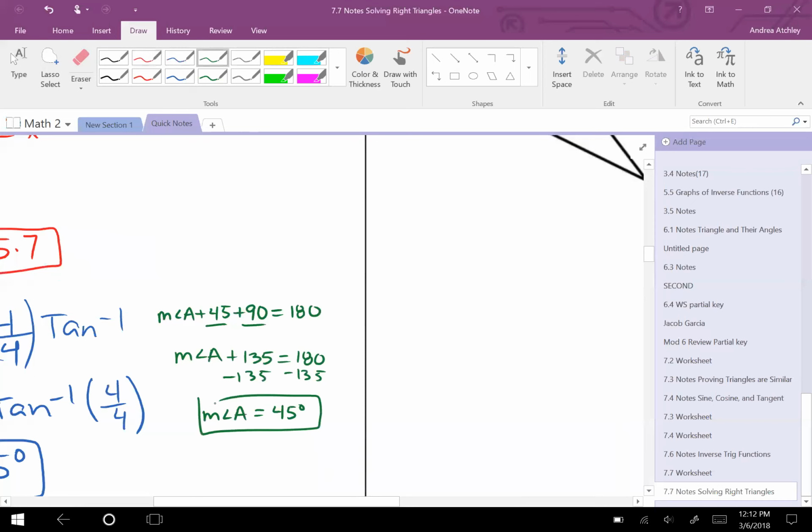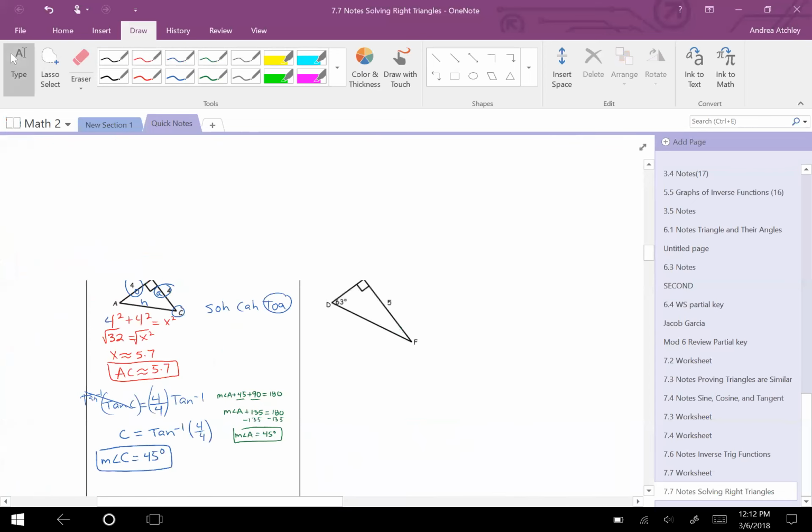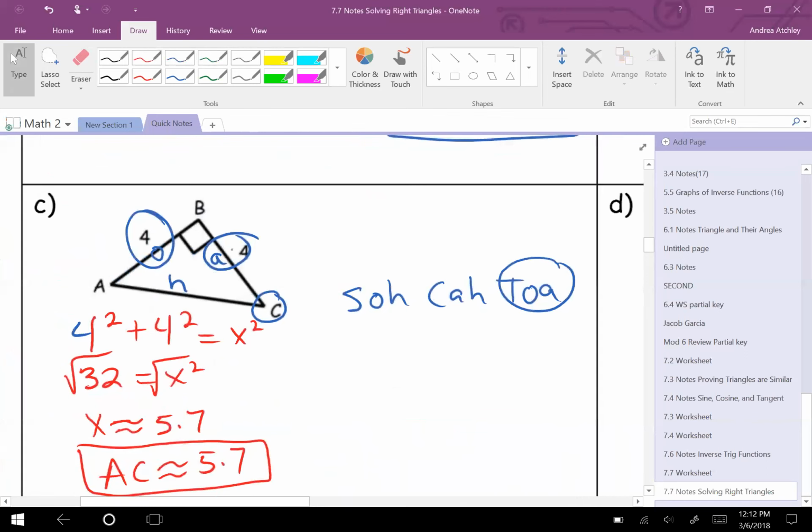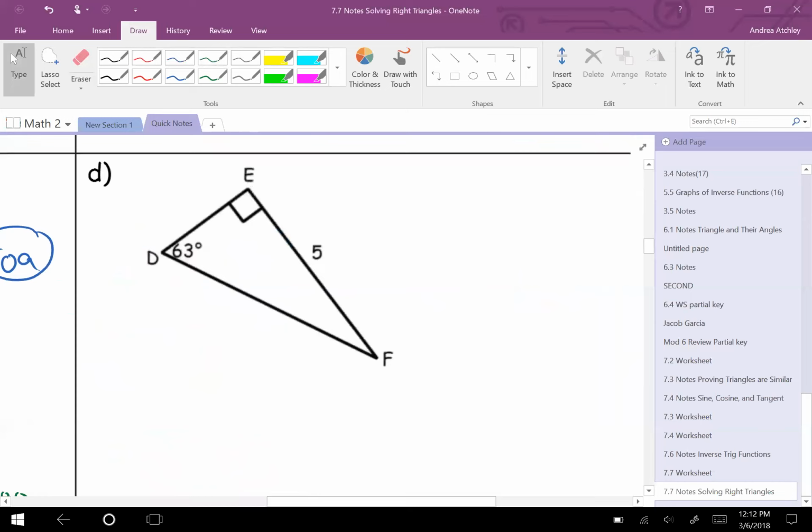Which makes sense, because this is an isosceles triangle. So if your two sides are congruent, then your two angles should be congruent as well. Your two base angles are congruent. Any questions over that? Okay, do D. D in your pairs.